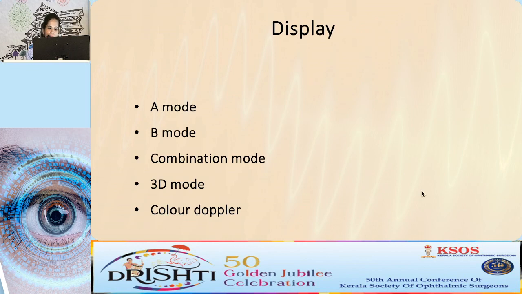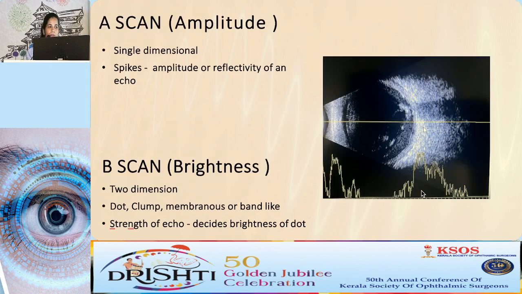For the display of the B scan, we can see the A mode, B mode, a combination mode, and 3D mode in newer machines, and some have color Doppler. A scan is also called an amplitude scan. It is a single dimension scan, and the spikes indicate the amplitude or reflectivity of the echoes. B scan is the brightness scan, and it is a two-dimension scan, and it shows dot echoes, clump echoes, membranous echoes, etc. And the strength of the echoes is decided by the brightness of the spot.